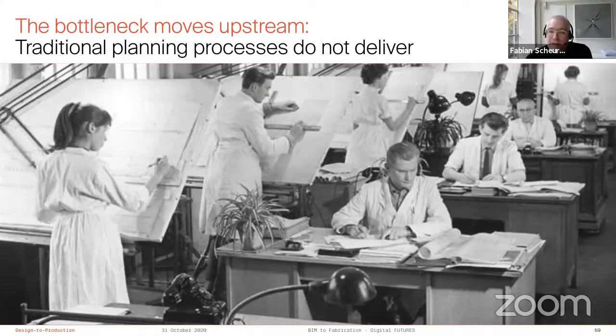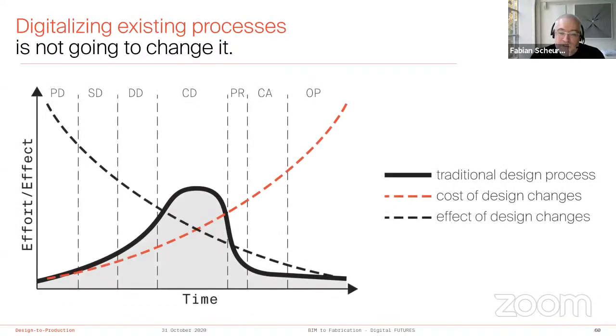The traditional planning processes do not deliver what's needed for fabrication in the end, because mainly they're still based on traditional models of planning things. And you all know this diagram here, which basically was hijacked by MacLeamy and is now known as the MacLeamy curve, but it's actually much older, as Daniel Davis pointed out.